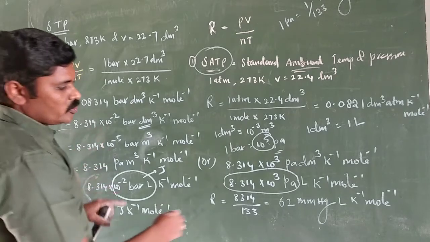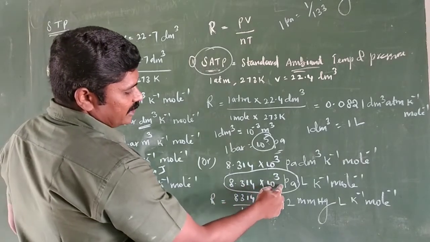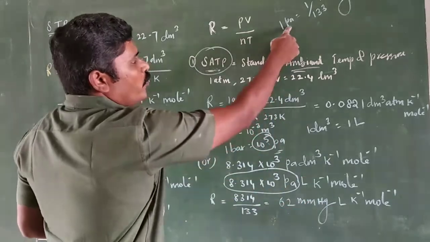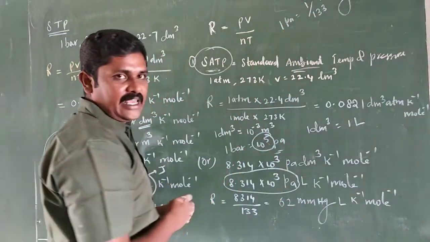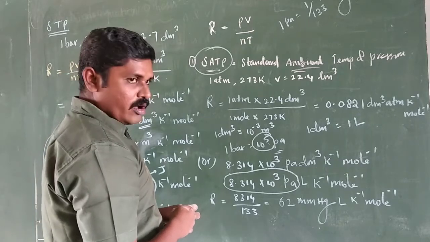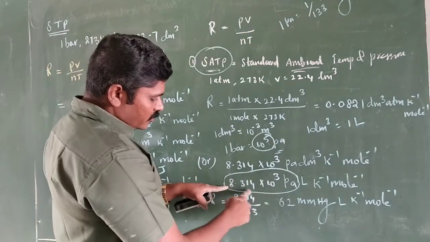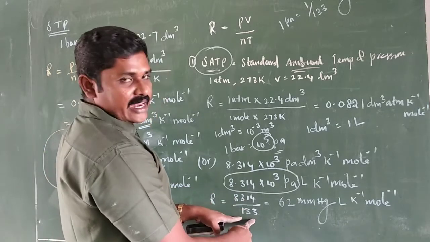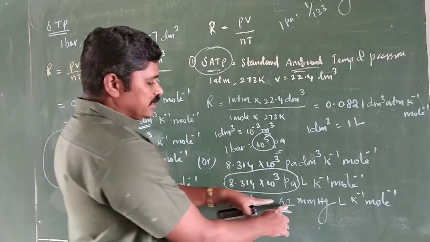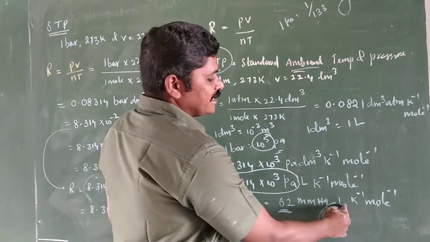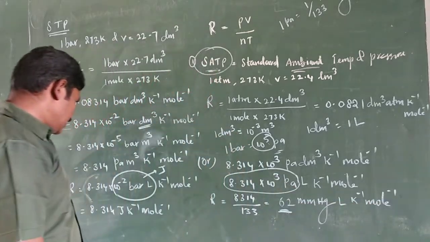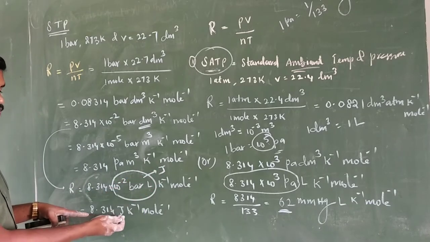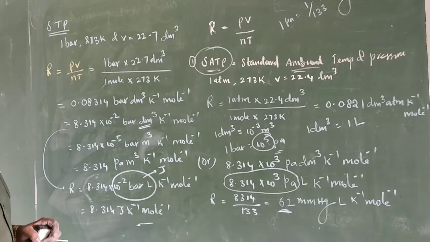So 8.314 into 10 power 3 Pascal is equal to 62 millimeter of mercury, since 1 Pascal is equal to 1 by 133 millimeter mercury. 8314 divided by 133 is equal to 62 millimeter mercury liter Kelvin inverse mole inverse. And 10 power minus 2 bar liter is equal to joule, so 8.314 joule Kelvin inverse mole inverse.